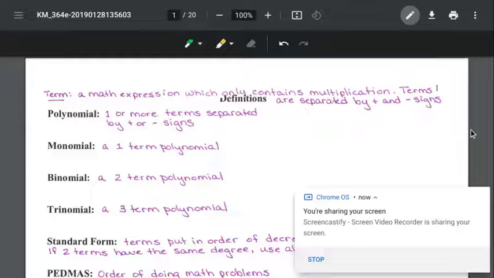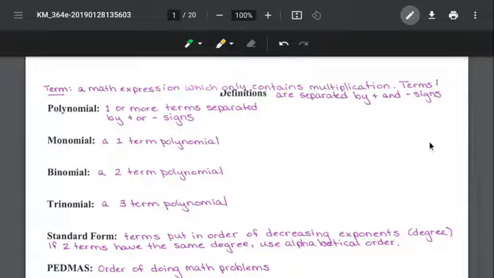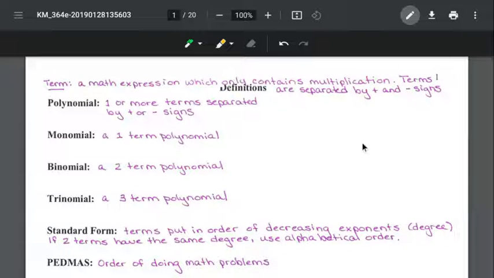So, welcome to our next unit. We are starting Unit 7A. It's called polynomials, something totally different, so you can think of this as a fresh beginning. So, we are on page 1, and there is a lot of vocabulary that goes with this unit.